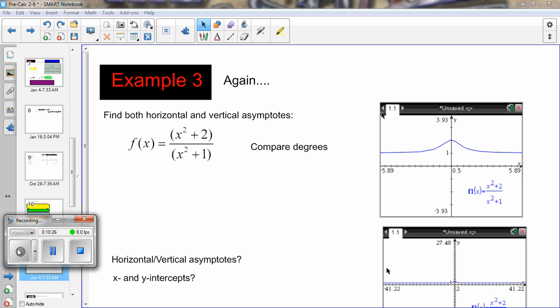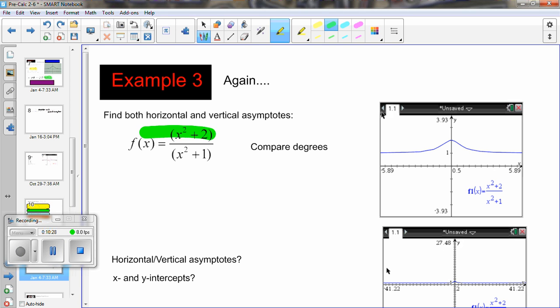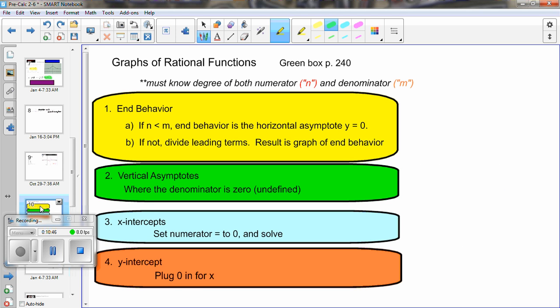what's 0 squared? Plus 2? 2 over 1. There's my y-intercept, which we can clearly see. So my y-intercept is found that way. Any x-intercepts are found by setting our numerator equal to 0 and solving.